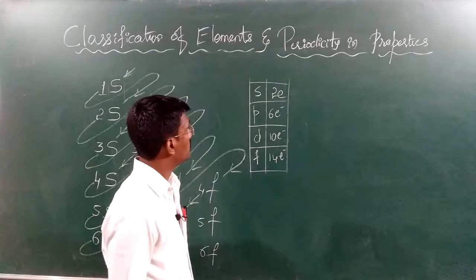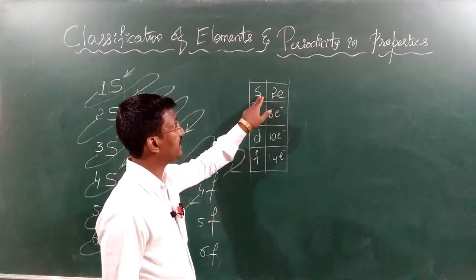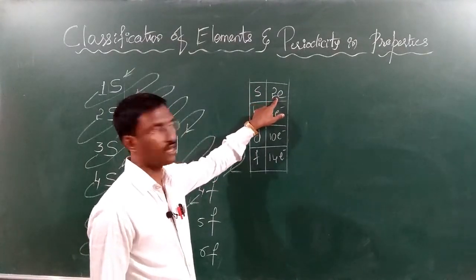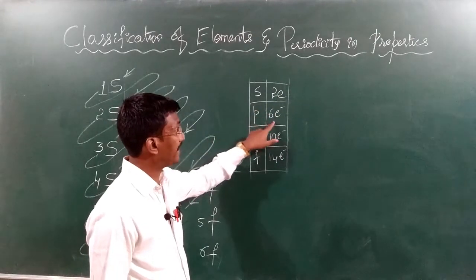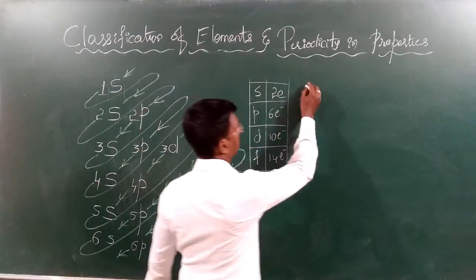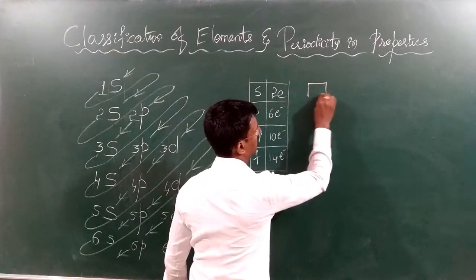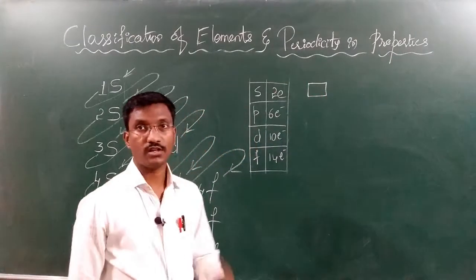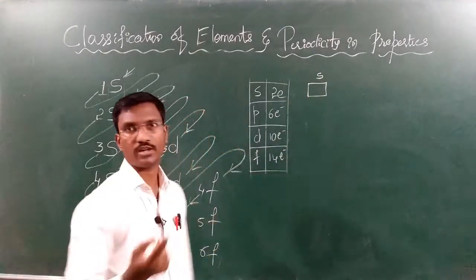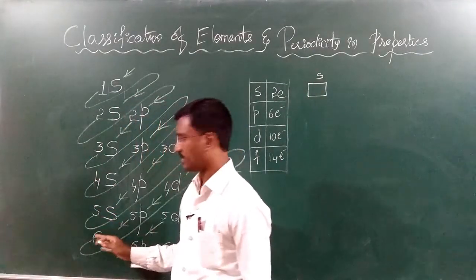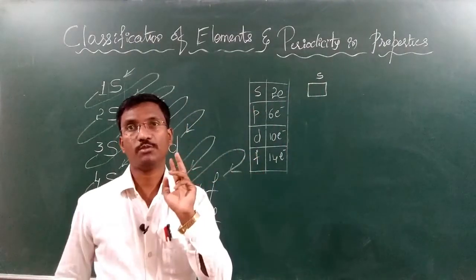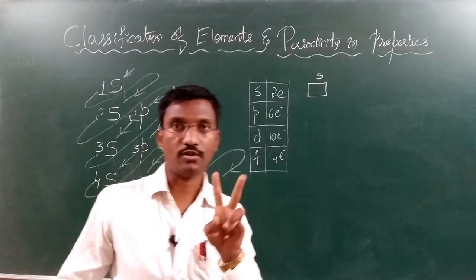Yesterday I told you the maximum number of electrons that can be filled in the s subshell. In the s orbital the maximum is 2 electrons. Similarly in p, maximum 6. In d, 10. In f, 14. How? We say that s has only one box. It may be 1s, 2s, 3s, 4s, 5s, 6s, any s. S has only one box. Each box can hold only 2 electrons.